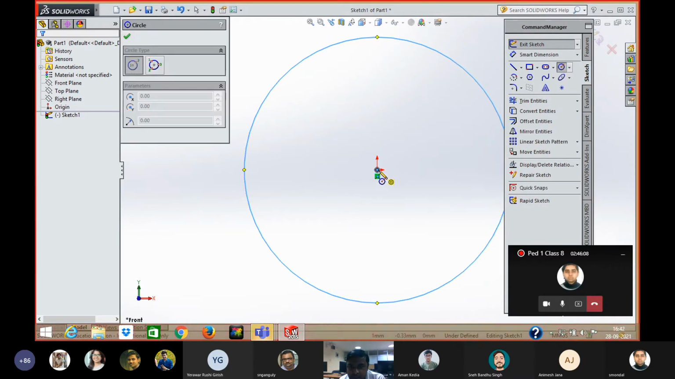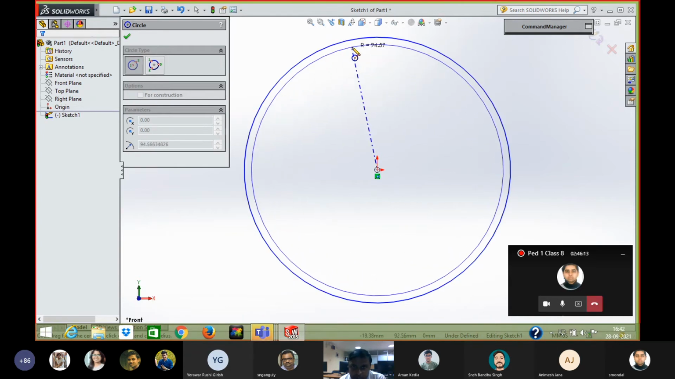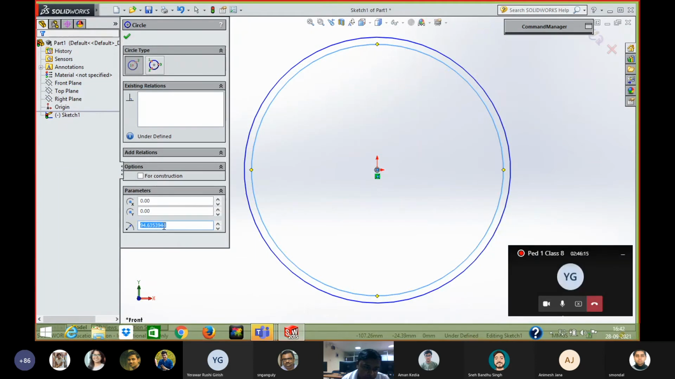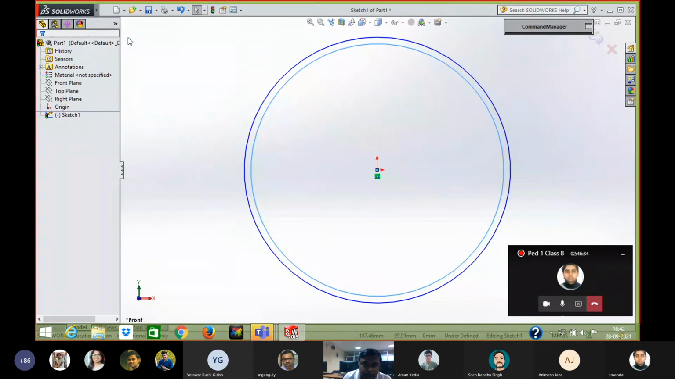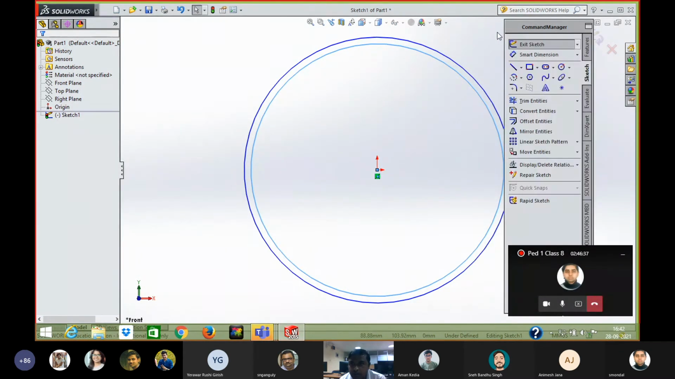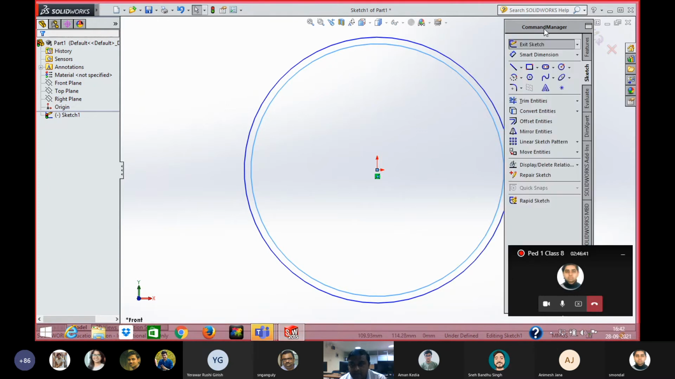Then we have to create another circle. So we can take 90. Not 90, 95, I think. Then obviously the thickness of the shell will be 5 mm. Just as I have thought.